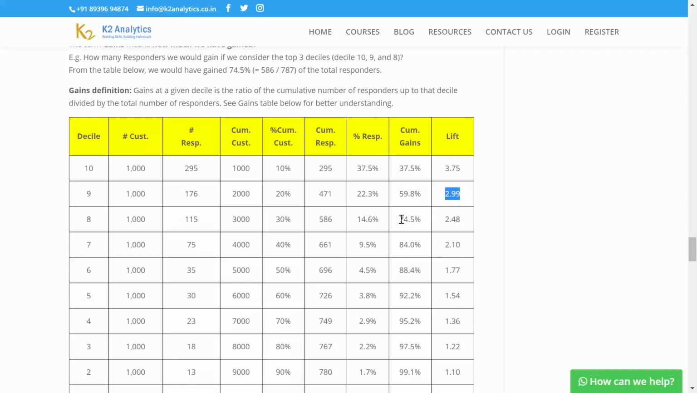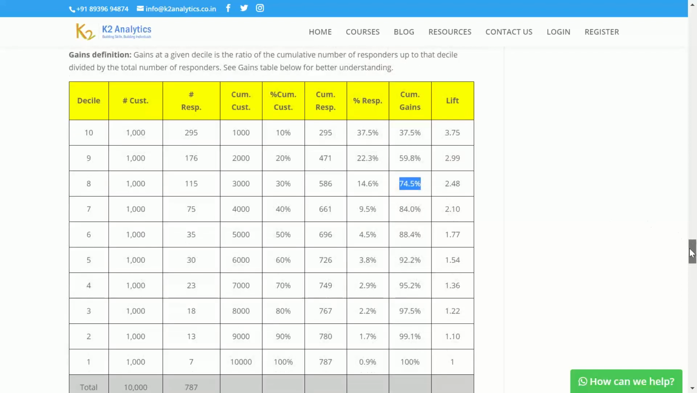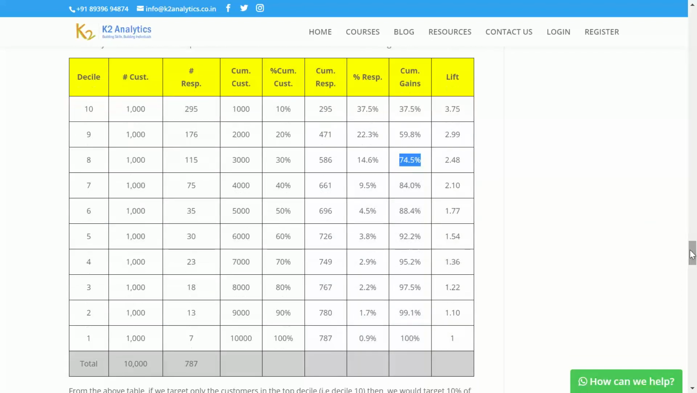Similarly, if I'm using a model and I target the top 3 deciles, 74.5 percent of the responders cumulatively is captured in the top 3 deciles. For example, the cumulative responders are 295, 471, 586. When you convert it into proportion, 295 divided by 787 is 37.5, and 471 divided by 787 is 59.8. This cumulative proportion of responders captured is called cumulative gains.